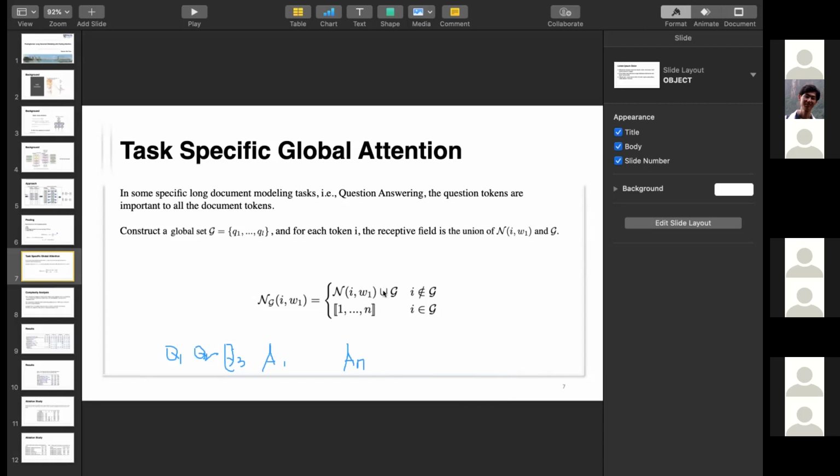So for tokens that are not in the global set, which are the answer tokens, it will attend to the tokens in the sliding window plus all the question tokens, and for the question tokens, it will attend to all the tokens in the sentence. Sorry, will you please use annotations? I somehow still have a problem.